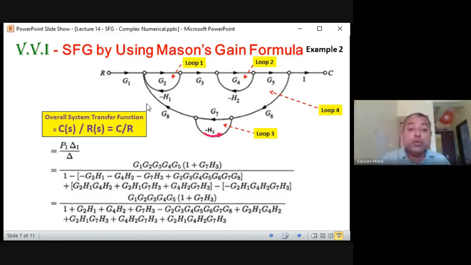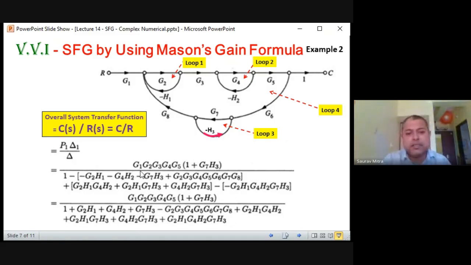And the caution is, if there are two loops which are not touched by the forward path, in that case the second term also will come. Suppose there is another loop here which is not touched by the forward path, so 1 plus G7H3 plus that loop. And if those two loops which are not touched by the forward path are again non-touching, then plus their multiplication, so all these things again will come. So defining the numerator becomes difficult, and most people make mistakes in the numerator only. Most people write the denominator properly.